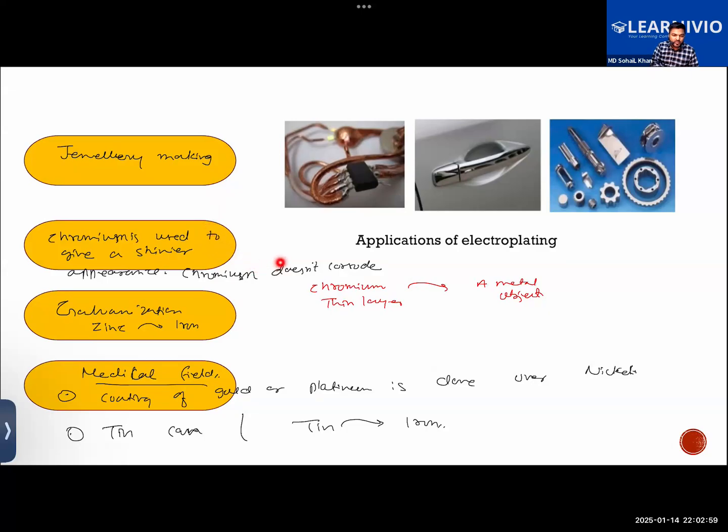Then chromium would be used to get a lustrous appearance. Then galvanization is done to prevent the corrosion of iron, and in the medical field also, coating of gold or platinum is done over the nickel. Nickel is used in the medical field as it is corrosion free. It does not corrode easily, right? It is durable. But the problem is that direct contact of the nickel with the body could be harmful. So we do a coating of gold or platinum over it.